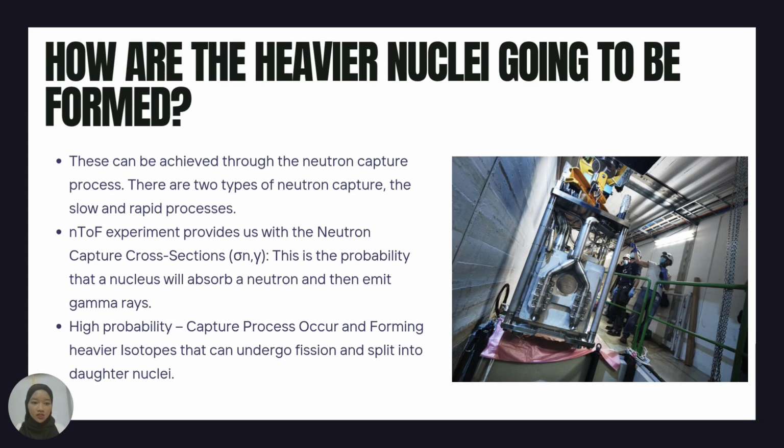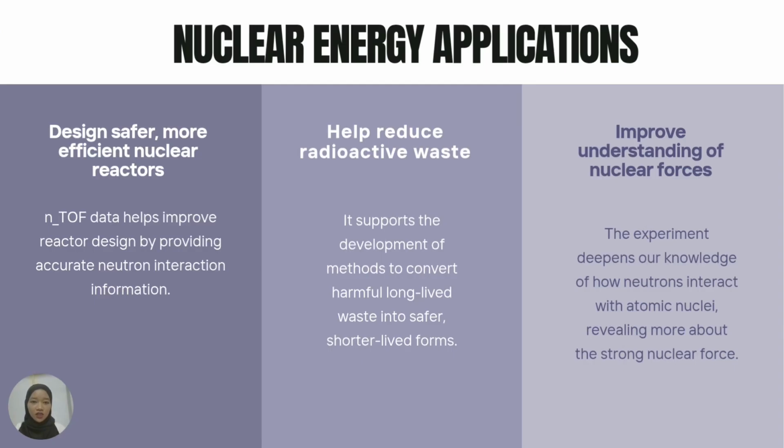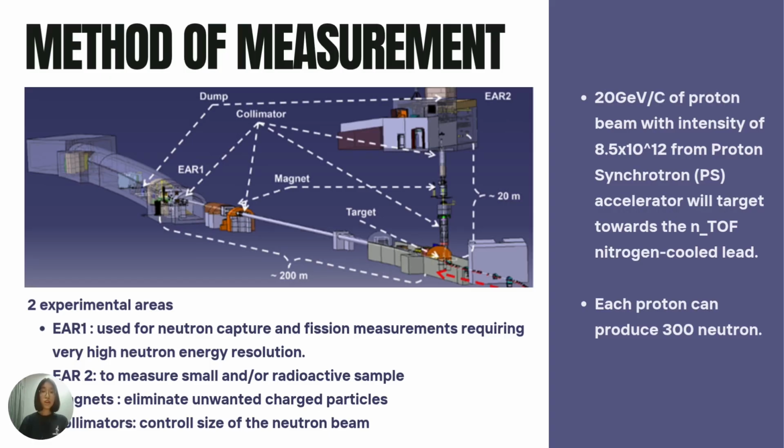So with a high probability of capture, the process occurs, forming a heavy isotope that can undergo fission and split into daughter nuclei. The nuclear energy implications, as we can see here: first, we can design safer, more efficient nuclear reactors; then it helps reduce radioactive risk; and the last one is improved understanding of the nuclear force. That's all from me.